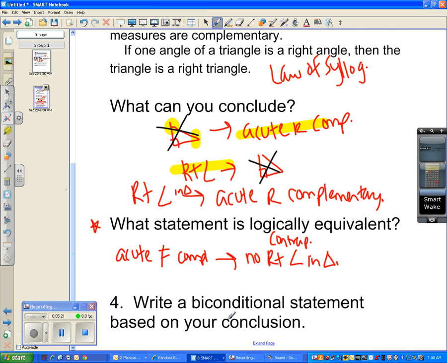And then the last thing I want you guys to do is write a biconditional statement based on your conclusion about right triangles. So you're going to write another biconditional statement. And then we're all done, and hopefully you have a better understanding of those three terms.